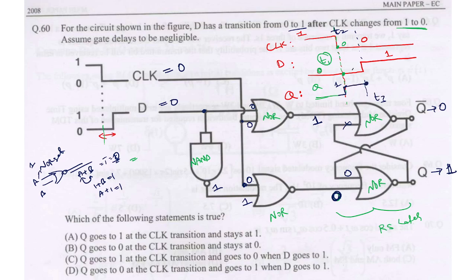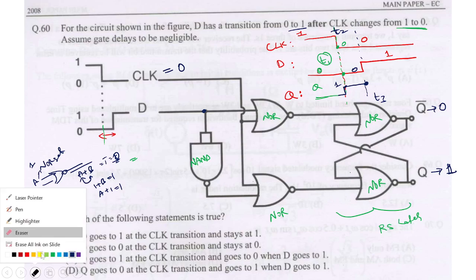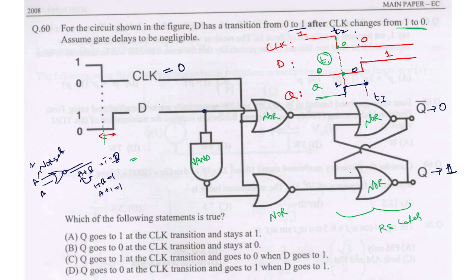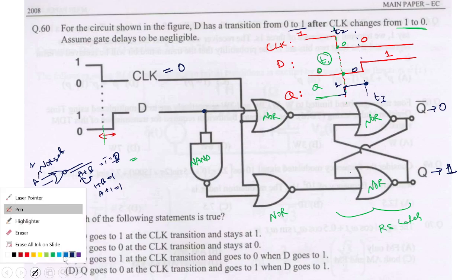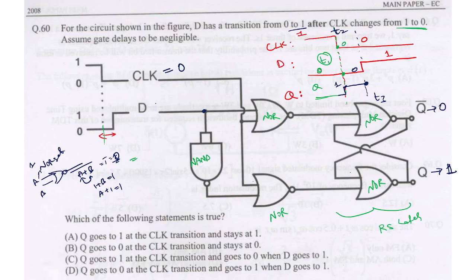Now here, D has become 1. Now there's a new value on D. Let me erase all these things. This is 0 and 1 will be there, Q and Q bar. Only there is a change on D. So now let me change to another color. This one. Now D has become 1.